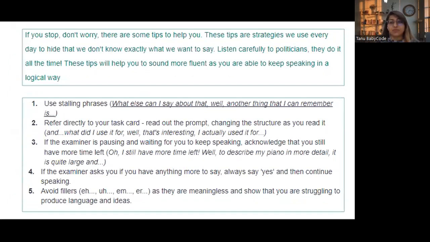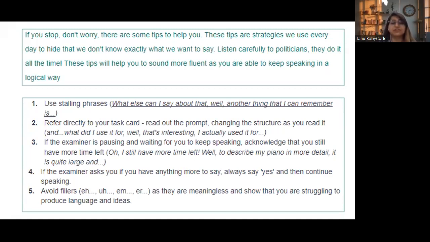And if you stop, don't worry, there are some tips to help you. These 5 listed strategies will help you with what you can speak. Listen carefully and then apply these tips. Use stalling phrases. What else can I say about that? Well, another thing I can remember is, so you can use these phrases in between. What else? What did I use it for? Well, that's interesting. I actually used it for.